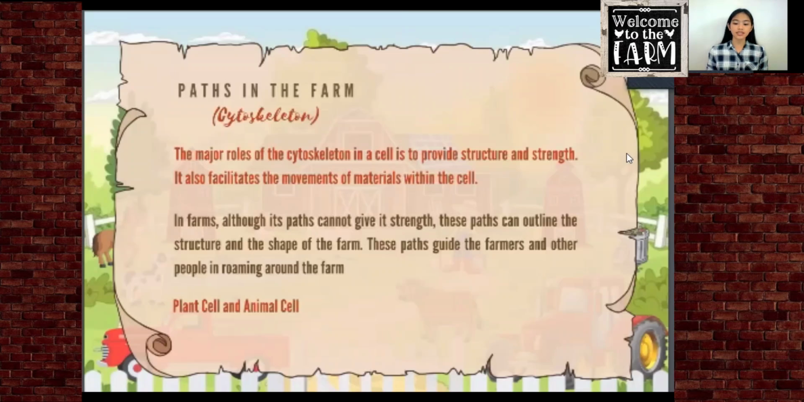Well, that is also the case for the pots in a farm. These pots guide the farmers and other people in roaming around the farm. The cages and fences inside guiding the animals can also be regarded as an analogy to the cytoskeleton. Cytoskeleton can be seen in plant cell and animal cell. Let's proceed to the last part.